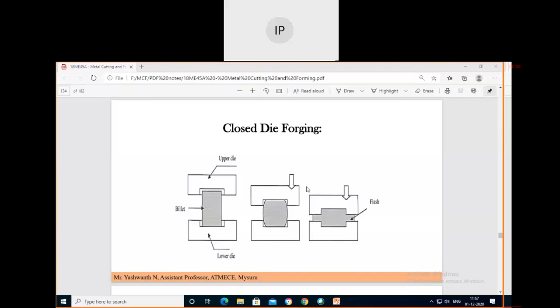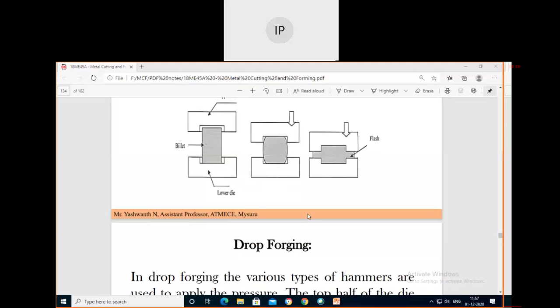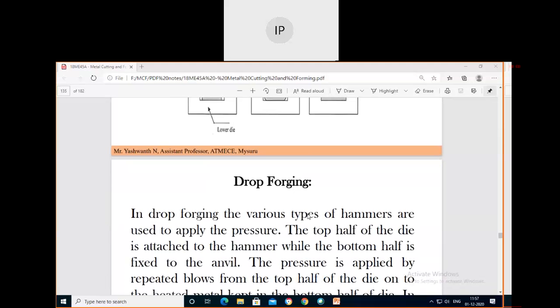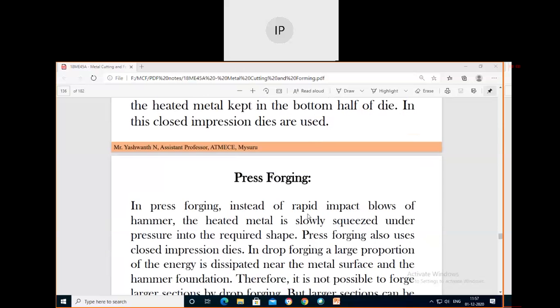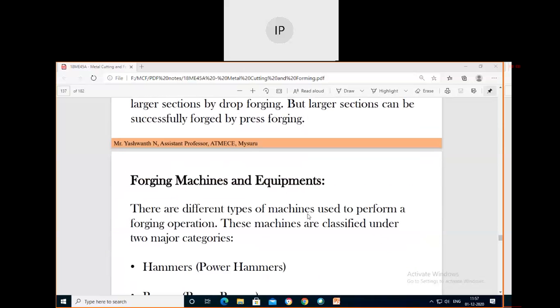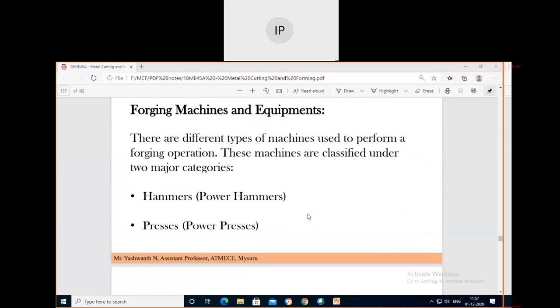In the forging process we have two types. The first one is open die forging, and the second one is closed die forging. Understood, all of you? Next we move to the forging machines and equipment. In that we have the first one, drop forging, then press forging, then forging machines and equipment.